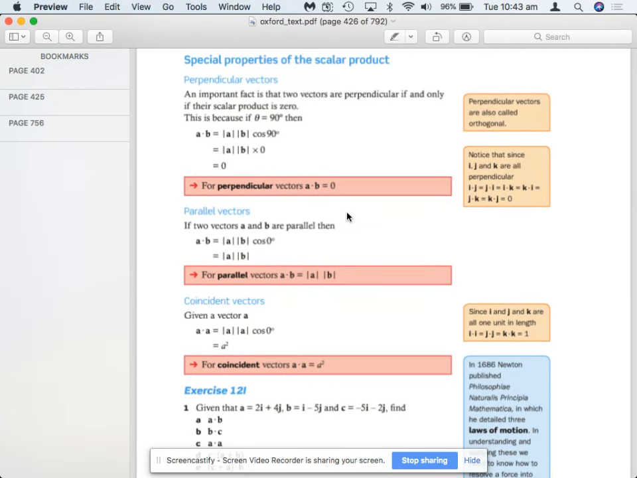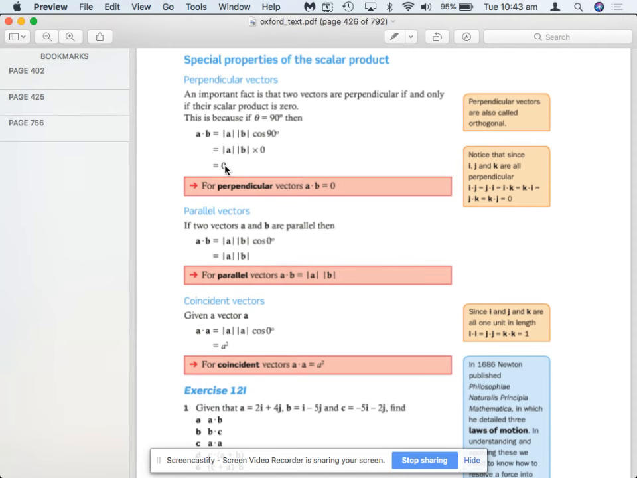Given that those properties are true, and the scalar product results are true, there are a few things that we can determine to be particular properties of the scalar product. For example, if vector A and vector B are perpendicular, then the angle between them would be 90 degrees. And because the cosine of 90 degrees is 0, the dot product must be equal to 0.